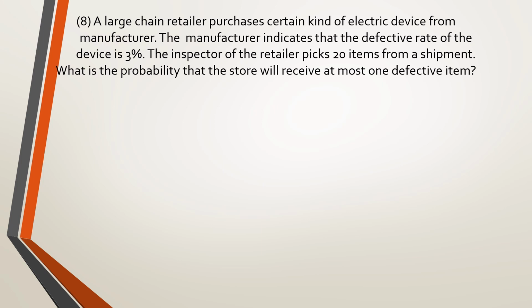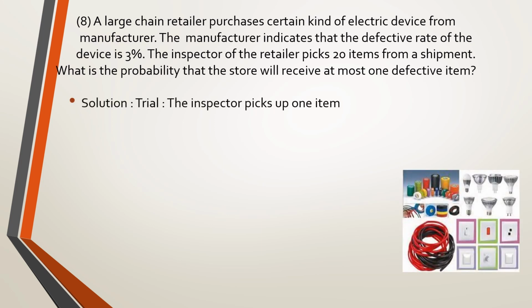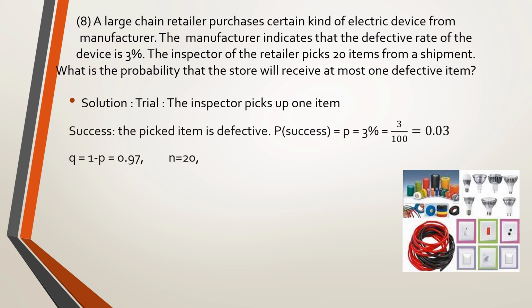So here, what is the trial? That means you're selecting one item. What is the success? The picked item is defective. So probability of success is 3%, so it's 0.03. Q is 0.97. N is 20. Formula, probability of x successes will be 20Cx, 0.03 raised to x, 0.97 raised to 20 minus x.